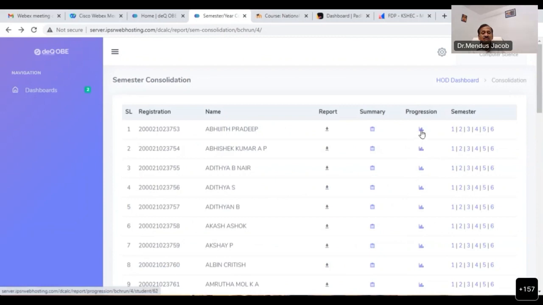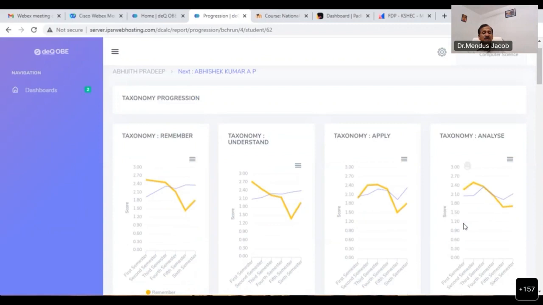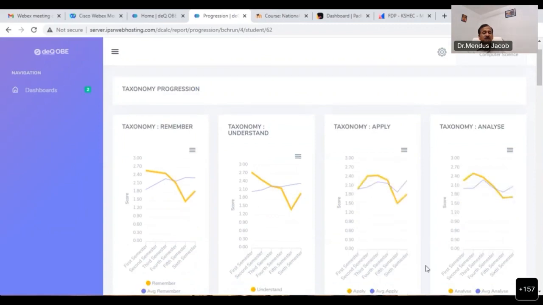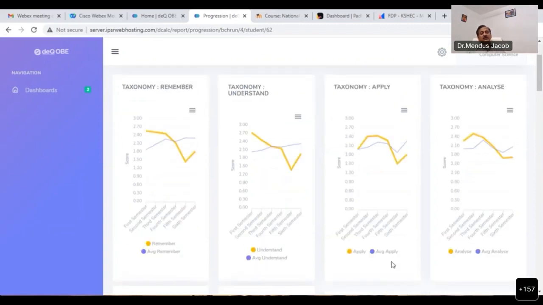Then the comparison of the performance of the student with the batch performance, that comparison also we will get like this. The blue line represents the batch progression, whereas the yellow line represents how the student is performing. So especially during the PTA meeting, you can convince the parents with data like this. That will be more effective.